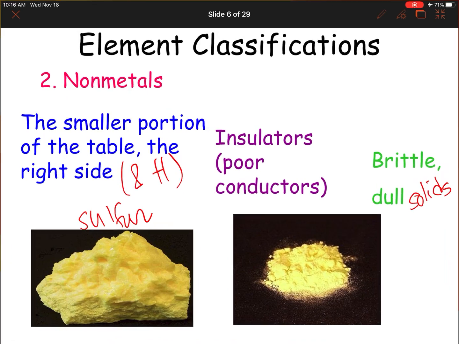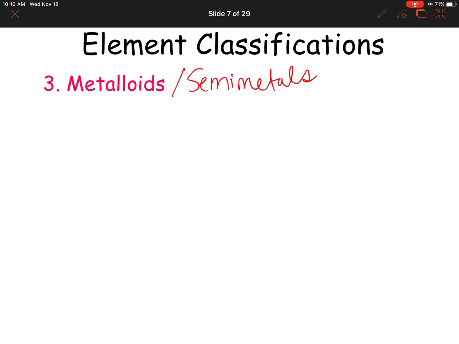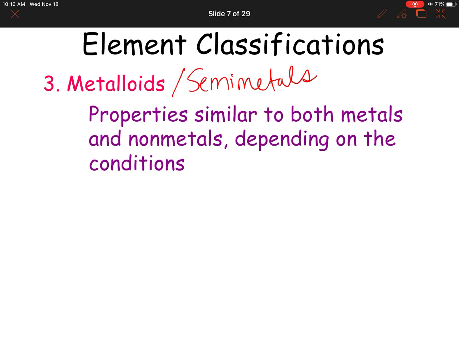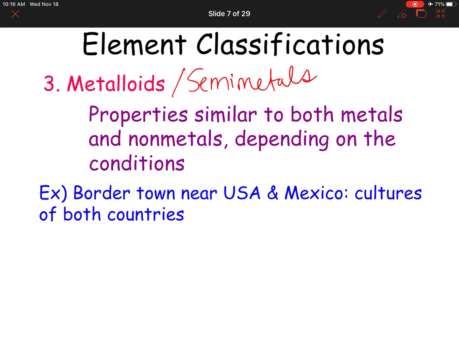So that's our third category, known as the metalloids, sometimes known also as semi-metals, which should tell you that they have properties of both, similar to both metals and nonmetals, depending on who they're bonding with, conditions. So if you think about it, it's kind of like a border town between countries. You'll have influences coming from both sides. So if you think about a border between the United States and Mexico, you're going to have influences of culture from both sides, food, language, music, dress, all that kind of stuff.